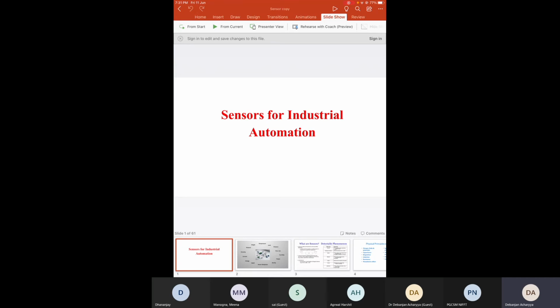So it's a little bit of change in my classes. I'm going to take one more class only, today's class and another class that will be on Sunday. In these two classes, I would like to cover the sensors for industrial automation, starting from old days sensors towards very recent sensors. I will try to cover all these things in these two classes. So let's start with the sensors.